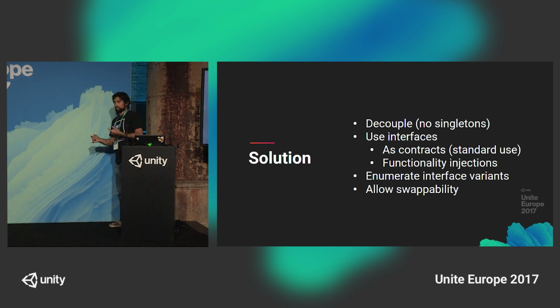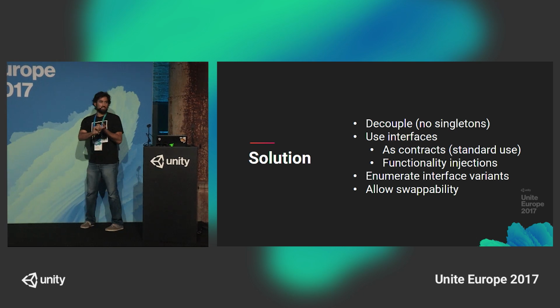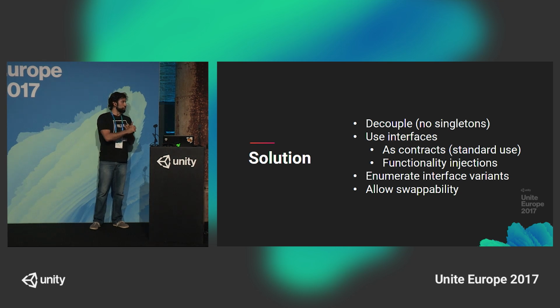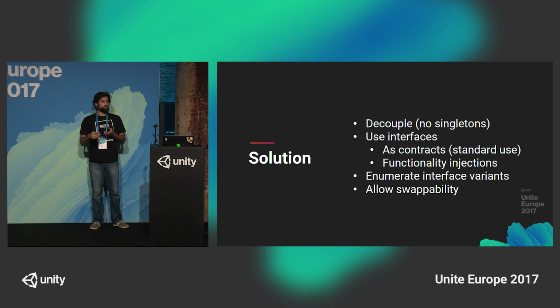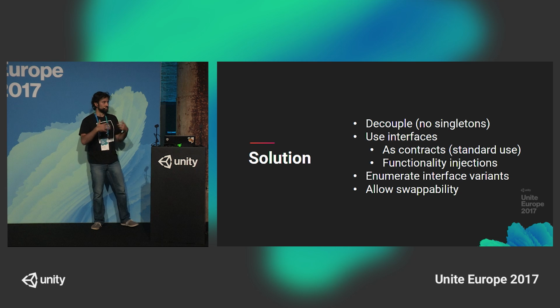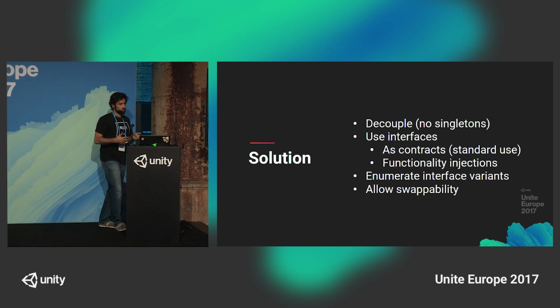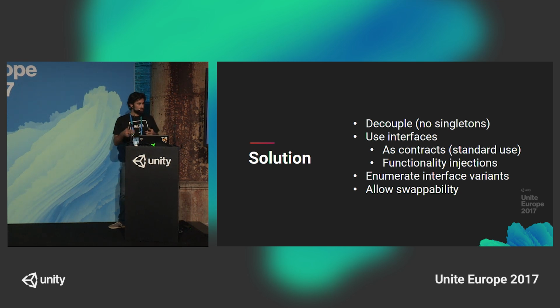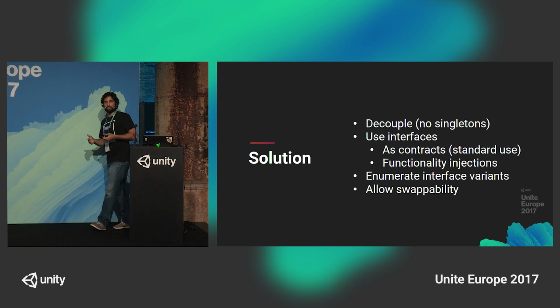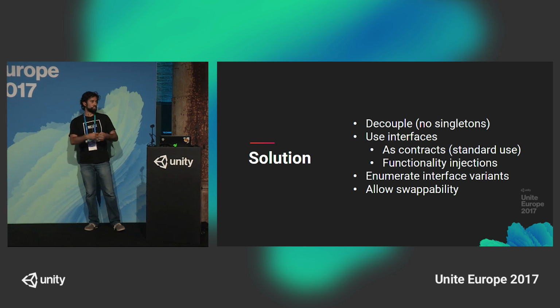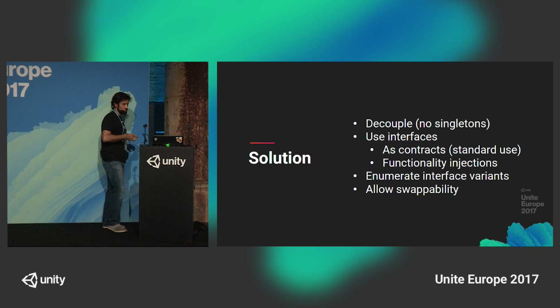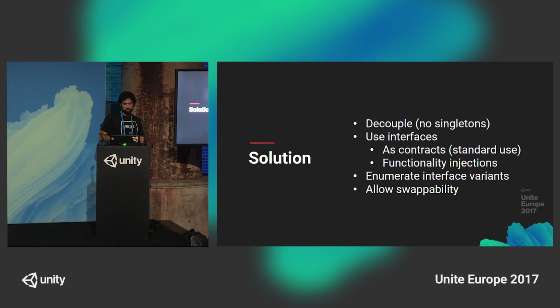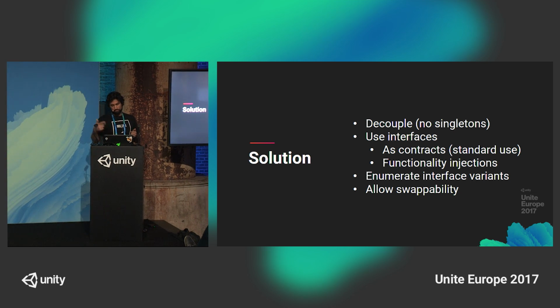So we use interfaces in two ways. We use them in the standard way, which is as contracts. When you're building a tool, you would implement ITool, and that declares to the system that this is a tool. We also use interfaces for functionality injection. Inspired by inversion of control and dependency injection, you would implement an interface, and then you would get services from the system. This will make more sense in a second when I show the tools.